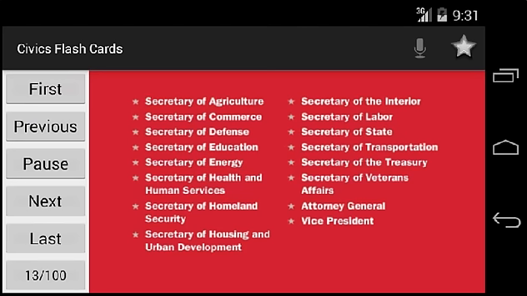Secretary of the Interior. Secretary of Labor. Secretary of State. Secretary of Transportation. Secretary of the Treasury. Secretary of Veterans Affairs. Attorney General. Vice President.